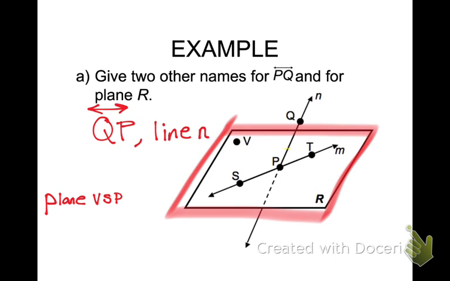Someone give me another combo. Aiden, give me another combo. Plane ESP. Sure. Plane PSV. Or we could have thrown T in there. Plane SPT would work also, right? Or plane TVP. But again, only pick 3 points. Don't list all the points that are on there. Okay, so we named a line, named a plane. Should be good to go there.